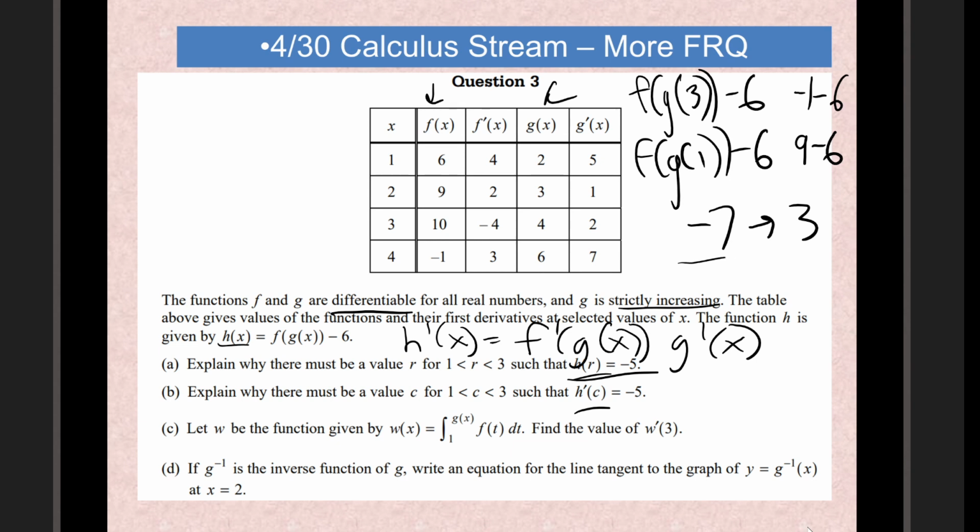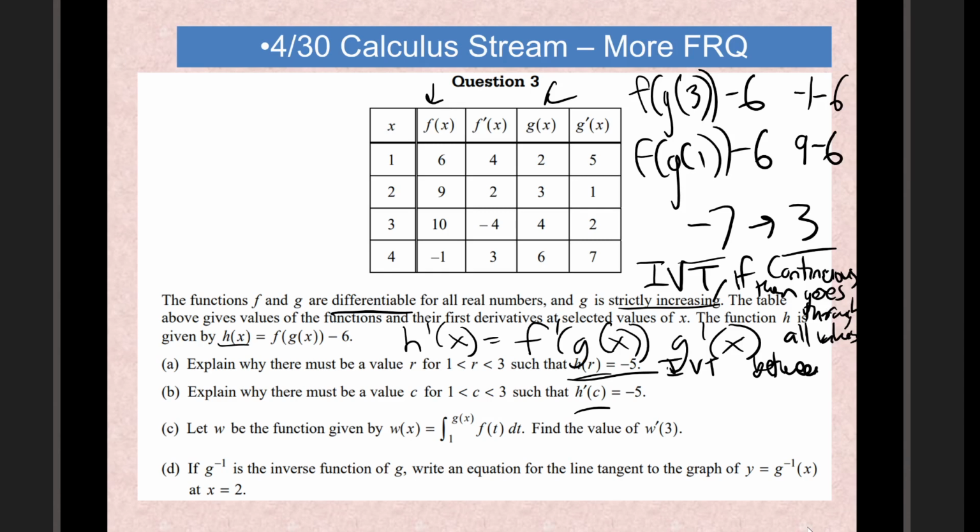Because it's differentiable and going from -7 to 3, then it has to go through -5 because of the intermediate value theorem, or as the AP test seems to call it, they call it something else. I don't remember. No, they call it the intermediate value theorem. Never mind. They call the other one the extreme value theorem, but that's not in this case. All right, so intermediate value theorem. That's our theorem for this one. It says that if continuous, so it actually doesn't even need differentiable for this one, then it goes through all values between -7 and 3, including -5.